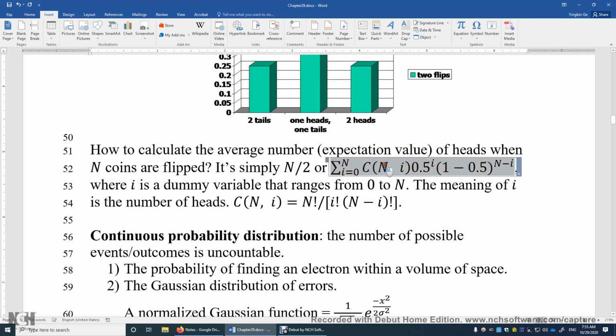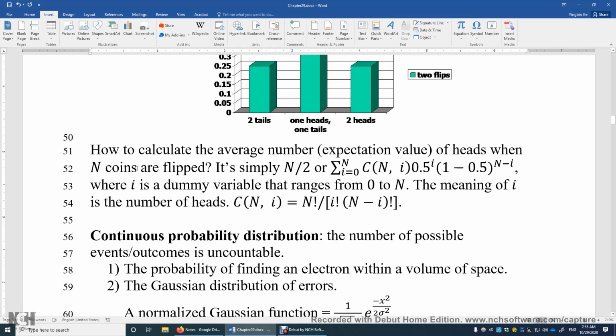All right, so how do we get this number? This is the so-called combination. If we are choosing i coins out of n coins, the equation is n factorial over i factorial times n minus i factorial. All right, so what if the coins are rigged?